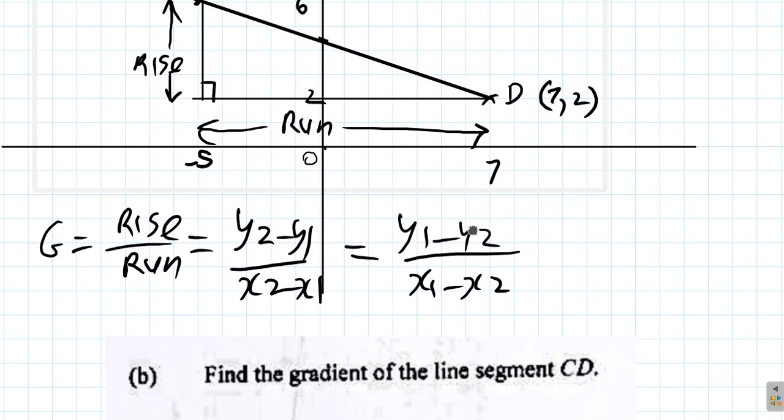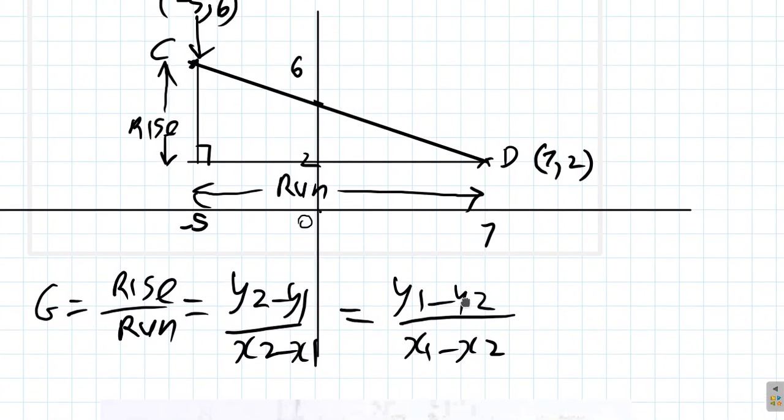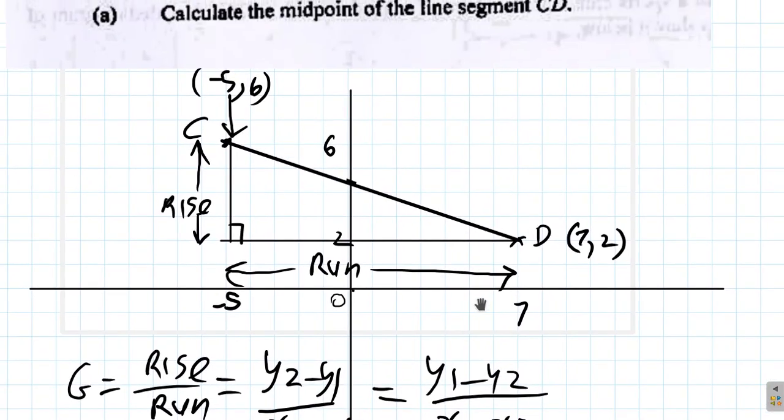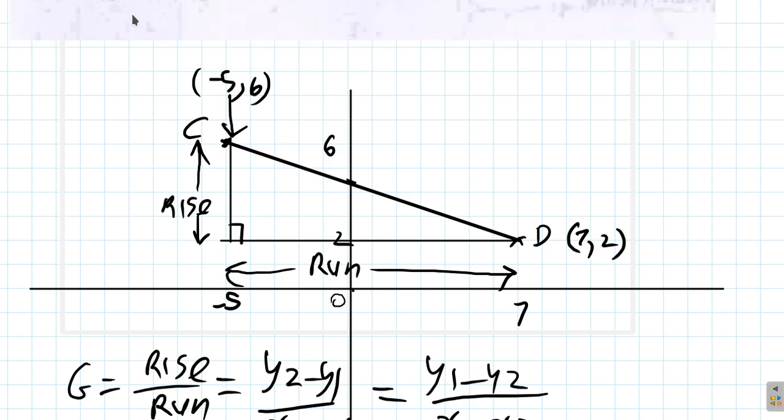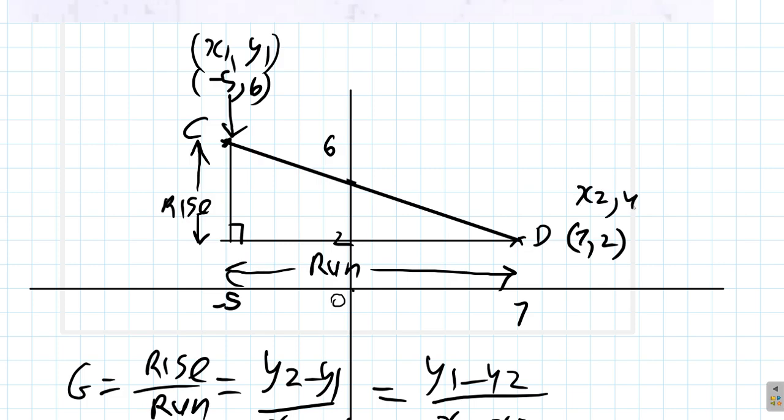Now, here, if you call C point 1, let me just pull this up a bit, this would be x1, y1, right? And if you call D point 2, this would be x2, y2.